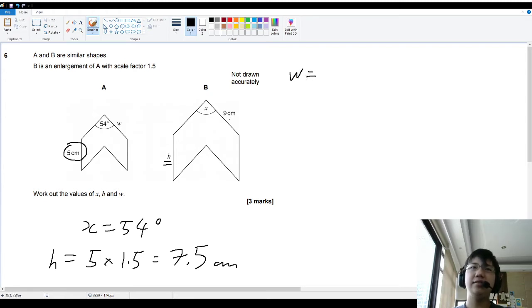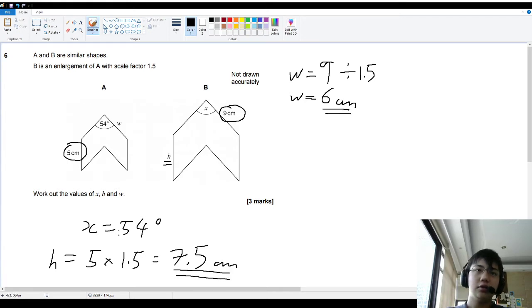For length W, we do the opposite. We divide the same length on shape B, 9 centimeters, by the scale factor, 1.5, for the original shape, the smaller shape, shape A. And this gives us a value of 6 centimeters for W. This gives us all three values needed for this question, hence answering this question.